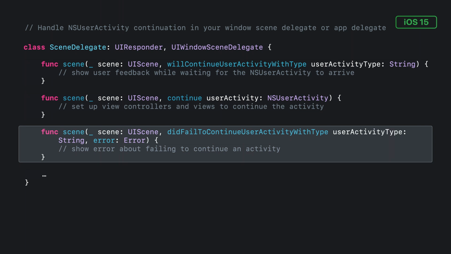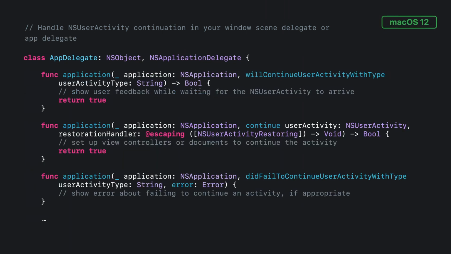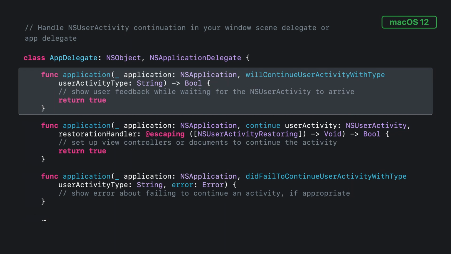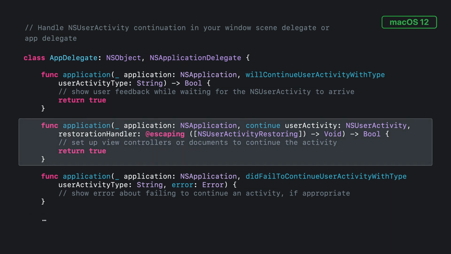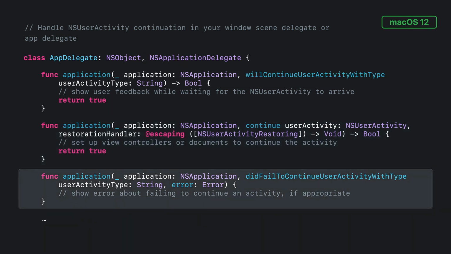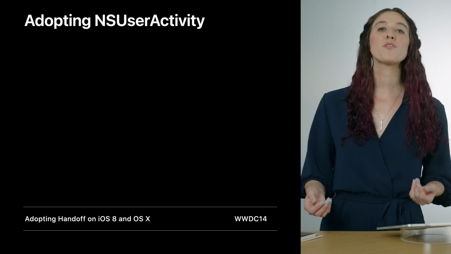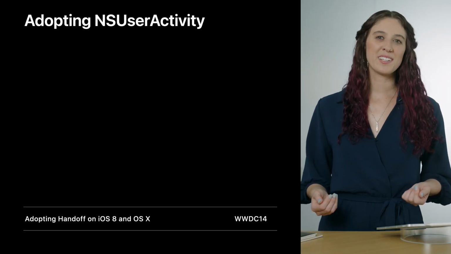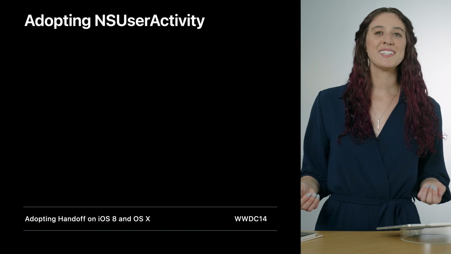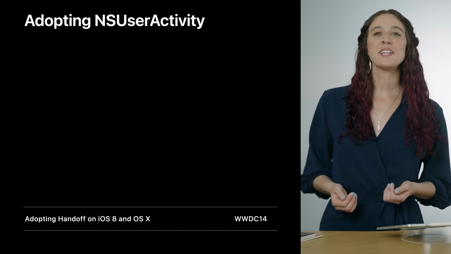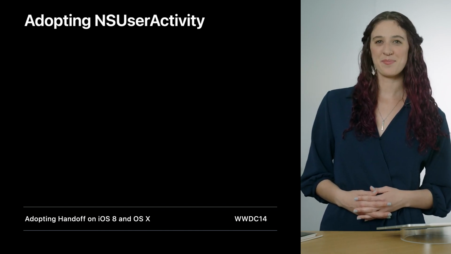This method will not be invoked for QuickNote, but is good to implement for a well-rounded adoption of NSUserActivity. For macOS apps, implement the equivalent application will continue user activity with type, application continue user activity, and application did fail to continue user activity with type in the app delegate. For more information about adopting NSUserActivity, check out the WWDC 2014 video, Adopting Handoff on iOS 8 and OS X.